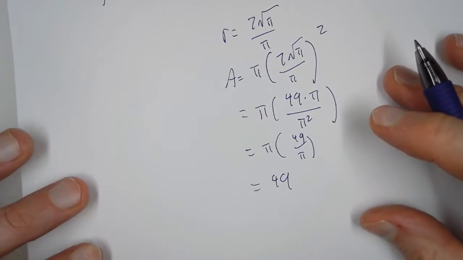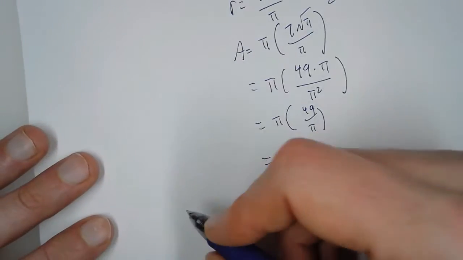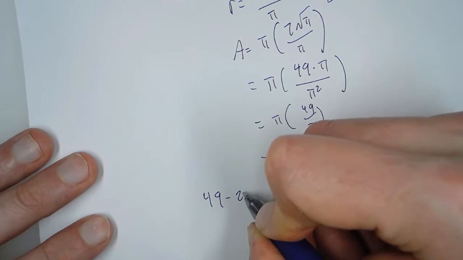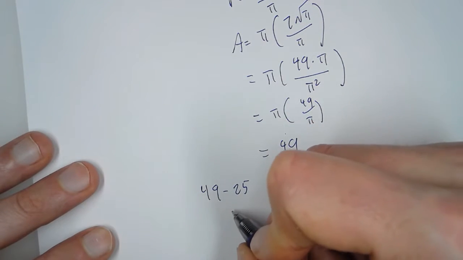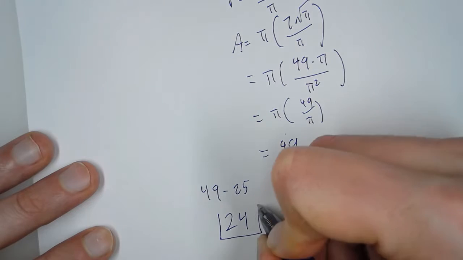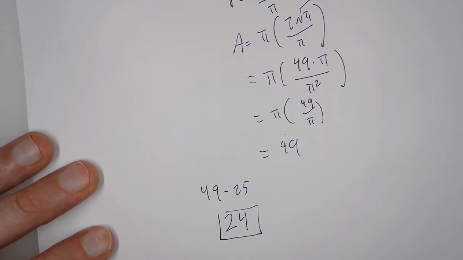So we want the positive difference between 49 and 25. So when we subtract those, we get 24. There's our answer, and we're done.